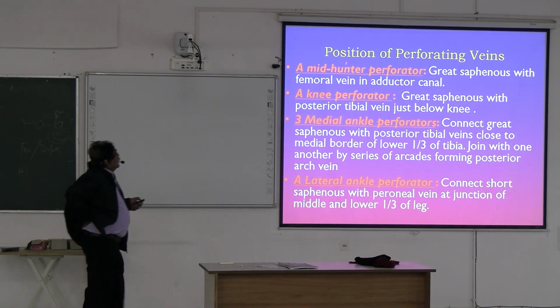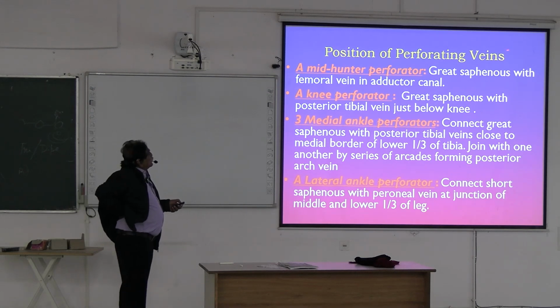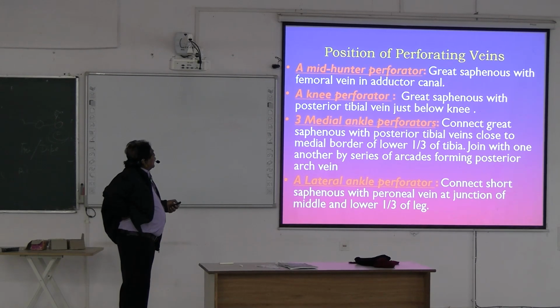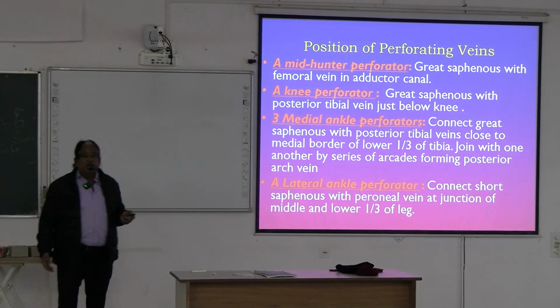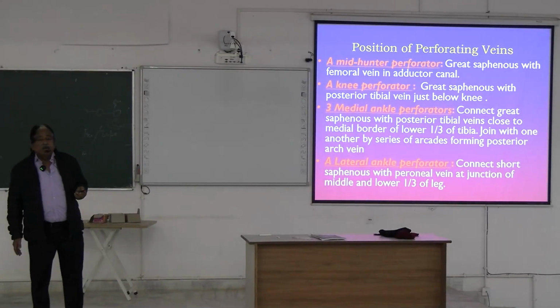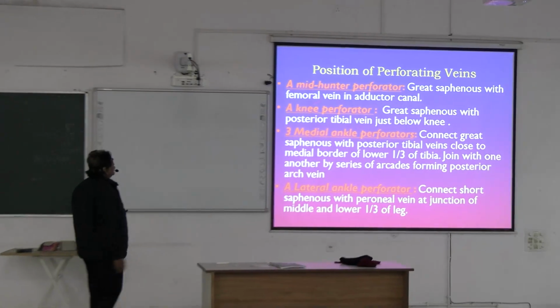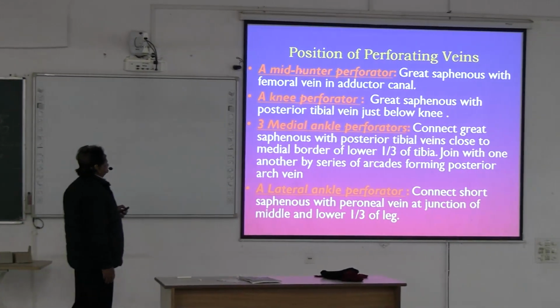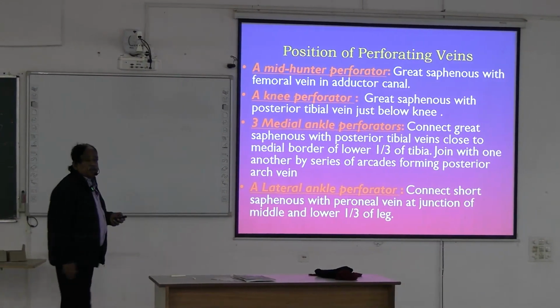Now, position of perforating veins, a mid-thigh Hunterian perforator, great saphenous with the femoral vein in adductor canal. When you will be dissecting the lower limb, the adductor canal, you will dissect, and this is a capital letter Hunter, a mid-thigh Hunterian perforator.